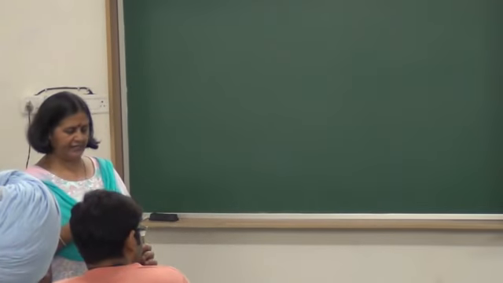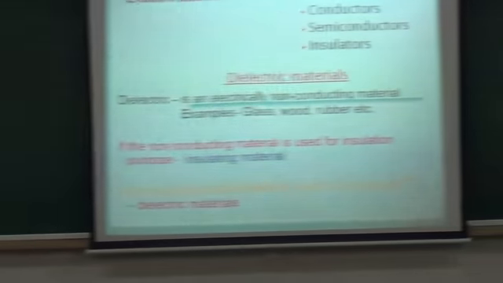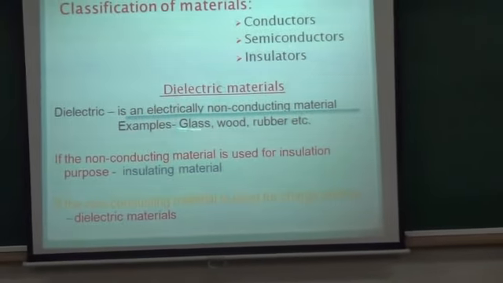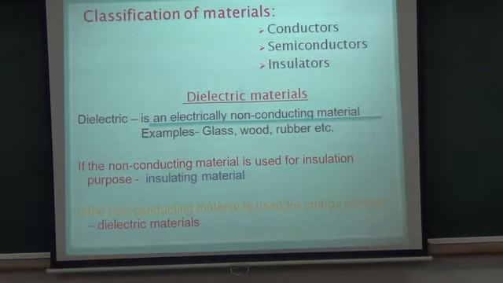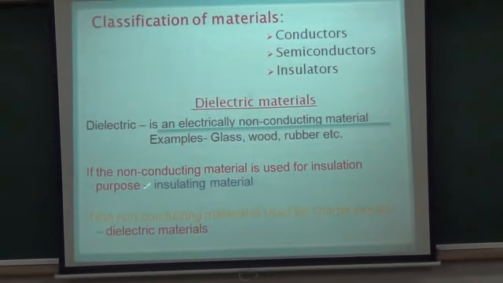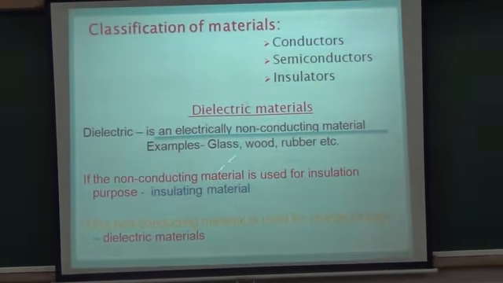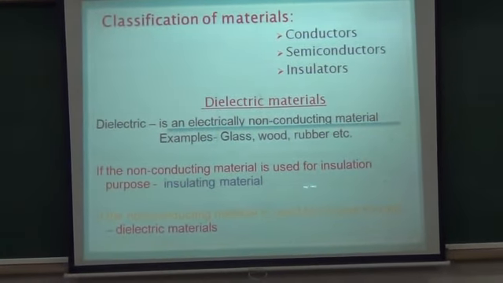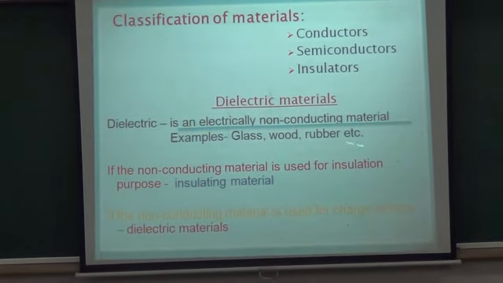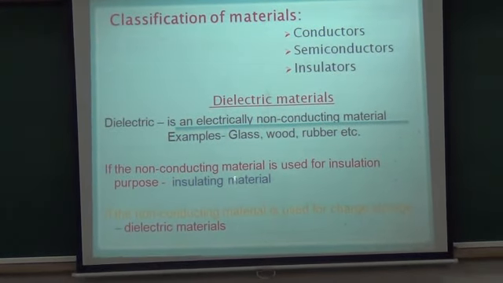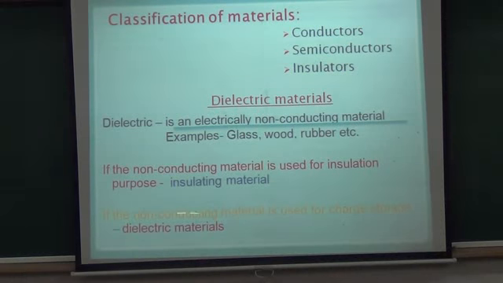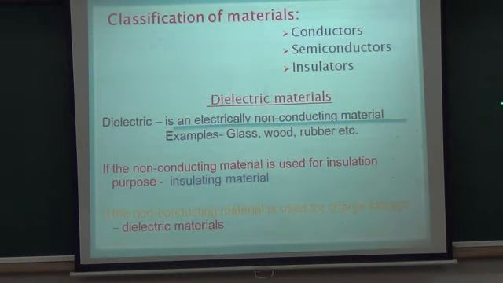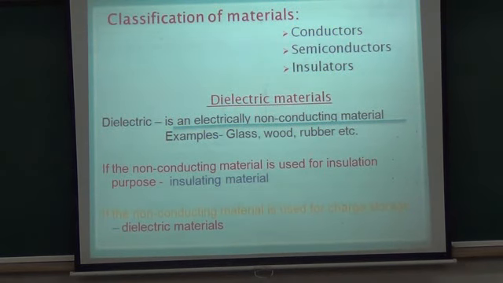So what do you mean by dielectric material? It's electrically non-conducting material. But how you differentiate them, insulating and dielectric? The purpose for which it is used. If you are using for insulation purposes, it is insulating material. If you are using it to store charges, like between the capacitor plates and so on, then it is called the dielectric material.